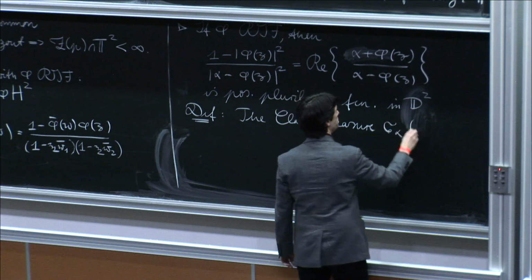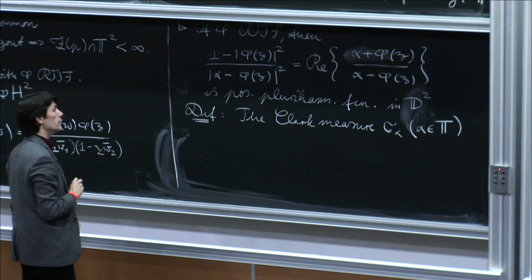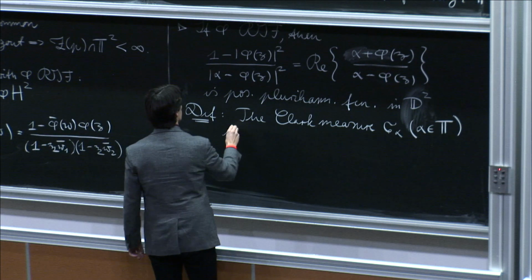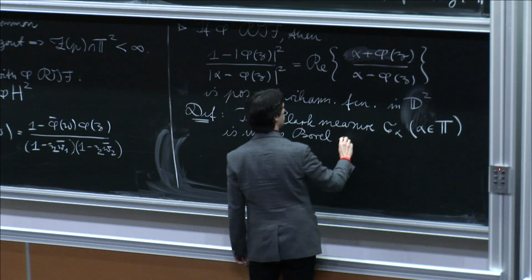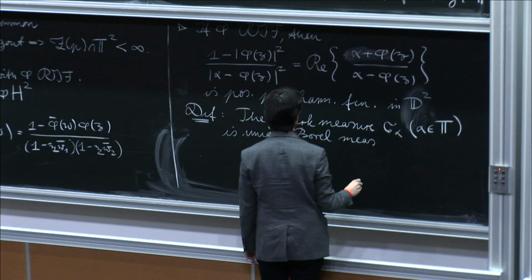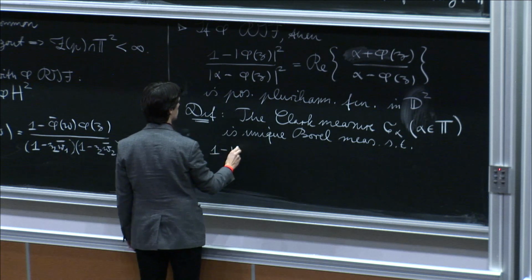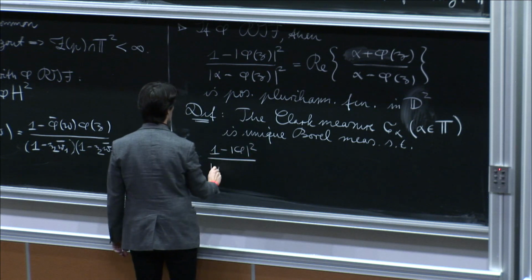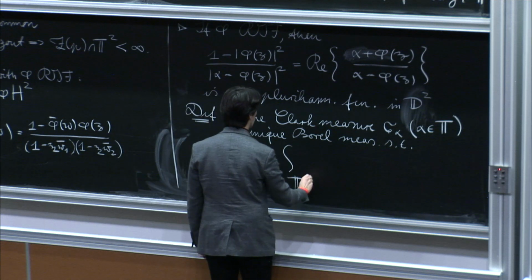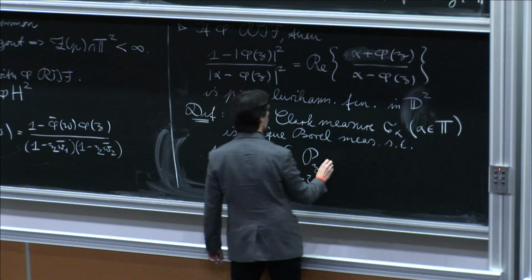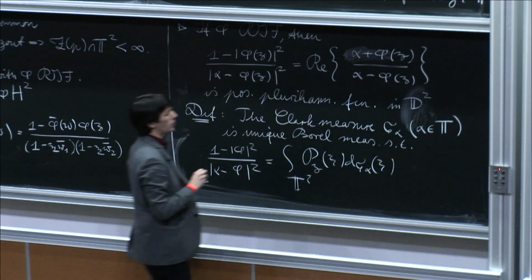Sigma sub alpha, where alpha is some number in the unit circle. This is the unique positive Borel measure which has the property that the left-hand side is equal to the Poisson integral of this positive pluriharmonic measure sigma.